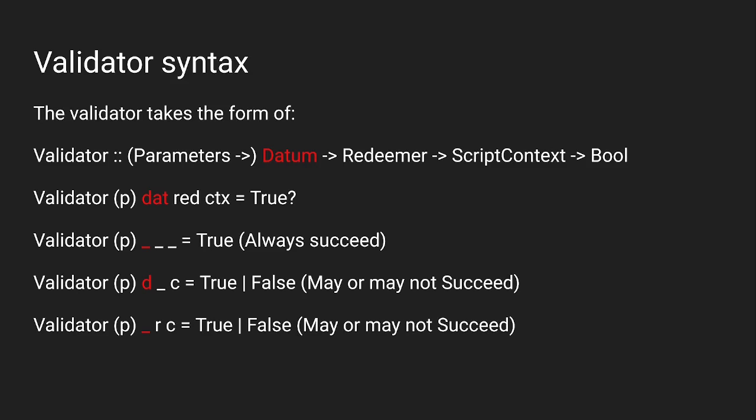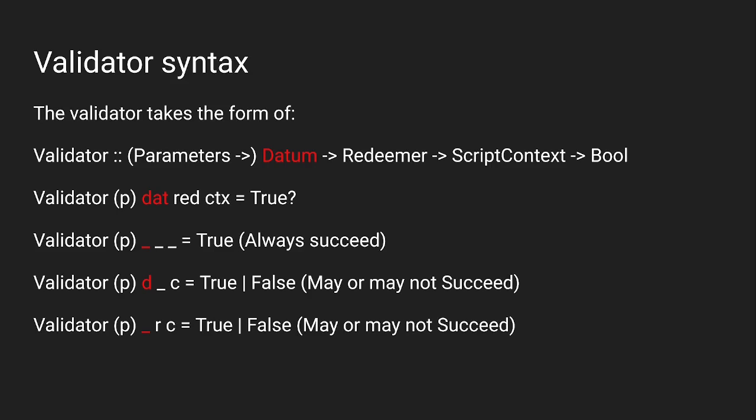The validator syntax is still, as I had mentioned in the previous content about Haskell, the form of the validator. Sometimes we put in parameters. We'll see in the smart contract model we use today, we will have parameters. However, that parameter will be used only for the sake of creating the address. We won't be touching on the parameters, but on the datum, and then the redeemer, and then the script context.